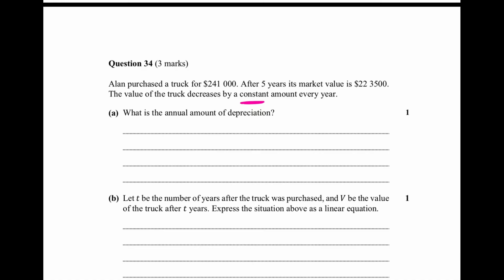Well, that's really straightforward. I'm just going to find the difference and divide it by 5. Okay, so it's not decreasing at a rate, it's decreasing by an amount. So we're going to do your annual amount is 241,000 minus 223,500 divided by 5. Plug that into your calculator, and you get $3,500 per year.